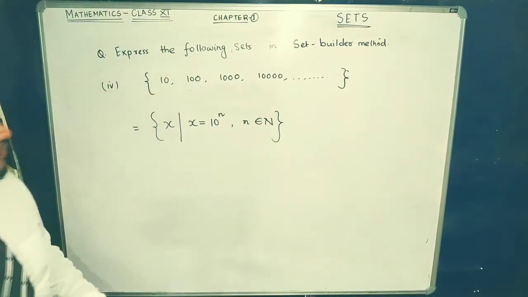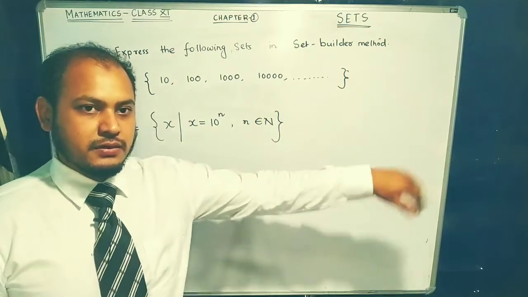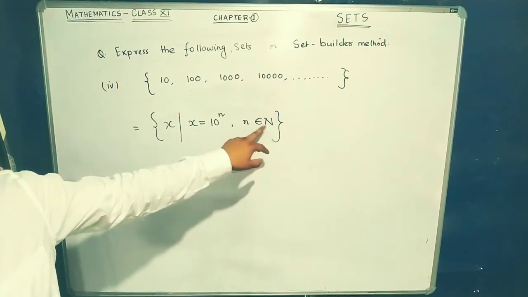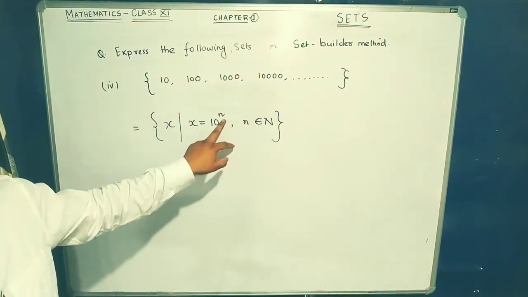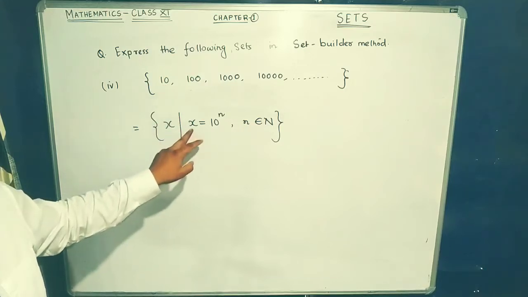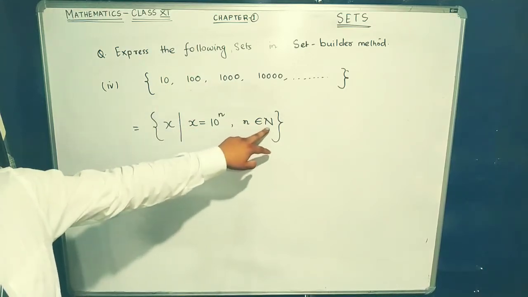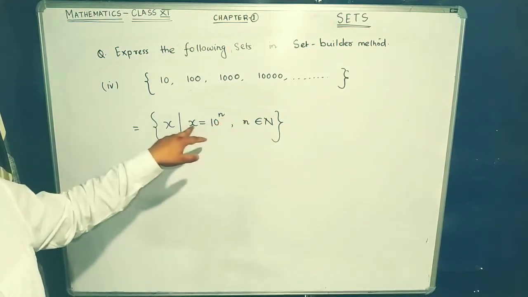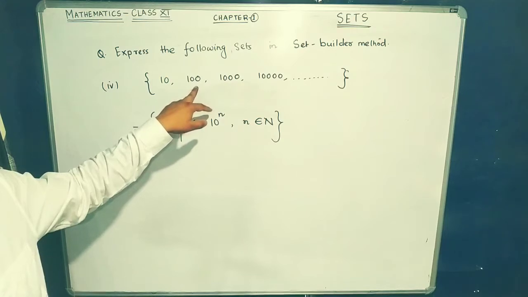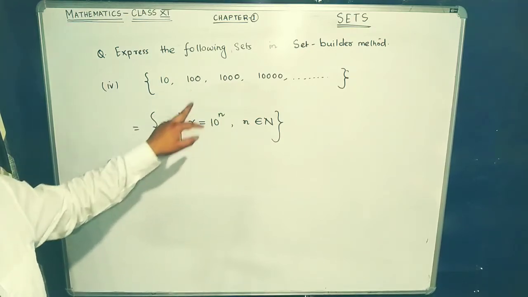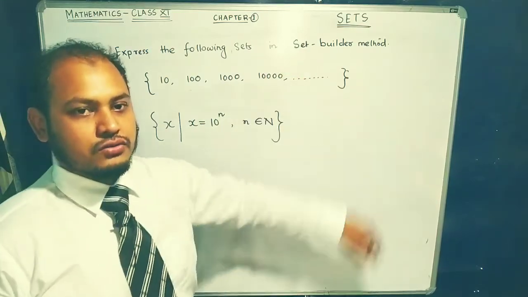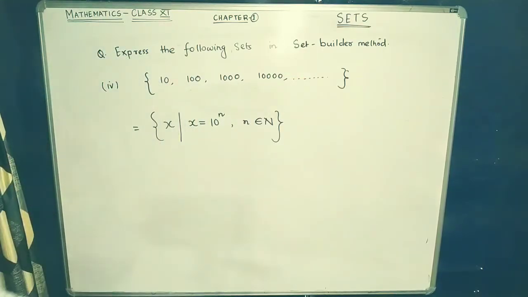You see, natural numbers start from 1, 2, 3, 4, 5, 6, 7, 8, 9, 10. So n is the variable that belongs to the set of natural numbers. So n will take the value of 1. When n is equal to 1, 10 to the power 1 is 10, so x takes the value of 10. When n takes the value of 2, x equals 10 to the power 2, which is 100. Next, 10 to the power 3, x comes in the third place, it becomes 1000, and similarly 10,000, and so on and so on. So this is a beautiful example, and I hope you understood it properly.